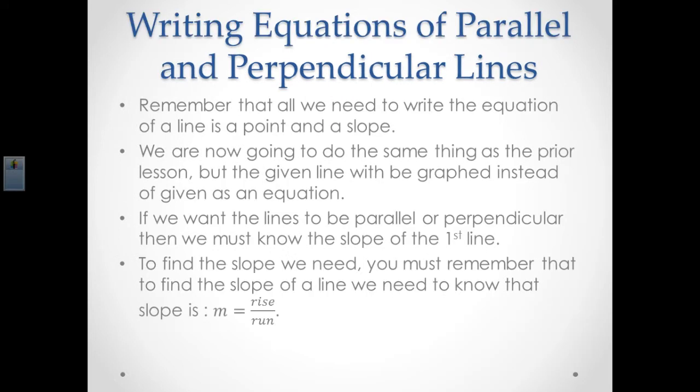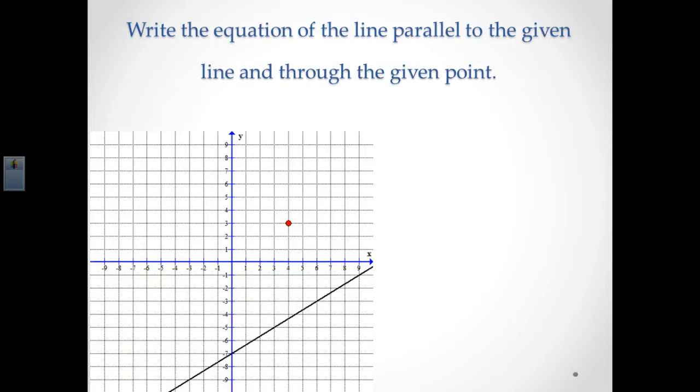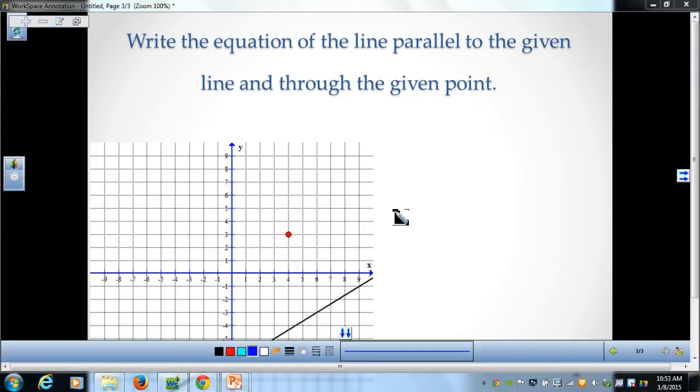Now, the good news is we're all doing the same process. It's all the same kind of things, just how we get that information to begin the problem. So just remember that slope graphically is rise over run, and that all we need is a point and a slope to write the equation of our new lines. All right, so let's just jump right on in here and look at a graph of a line to write our new equation.